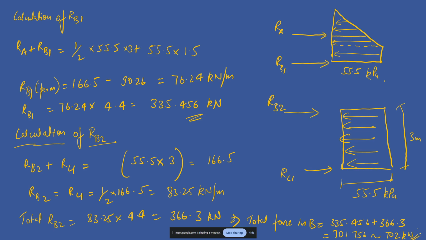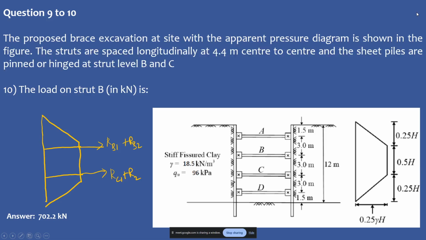So this is the answer. Guys, the final answer is 702 kilonewtons. This is the total force which is being taken by strut B.